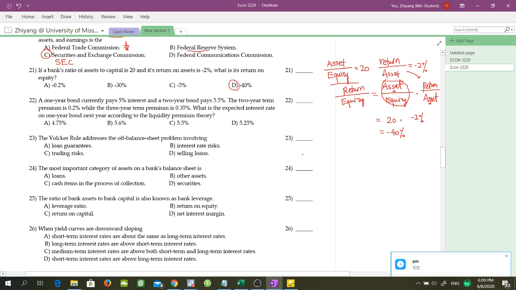On the other hand, the question could be like this. This is asset to capital ratio. I can definitely say the capital to asset ratio, which is probably the leverage, is 1 over 20, which is 5%. And that is the capital to asset ratio. So it is going to give you exactly the same answer, all right?